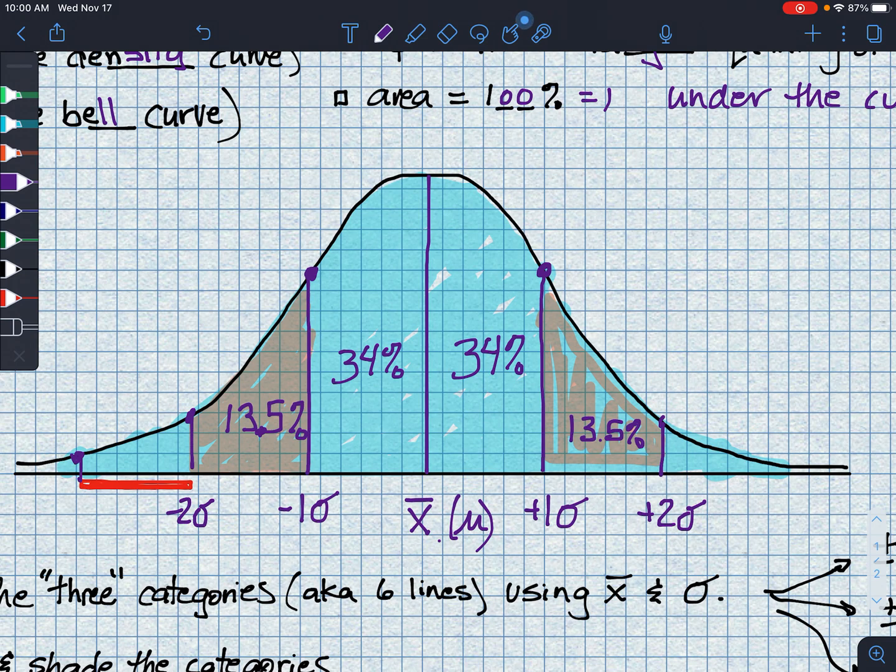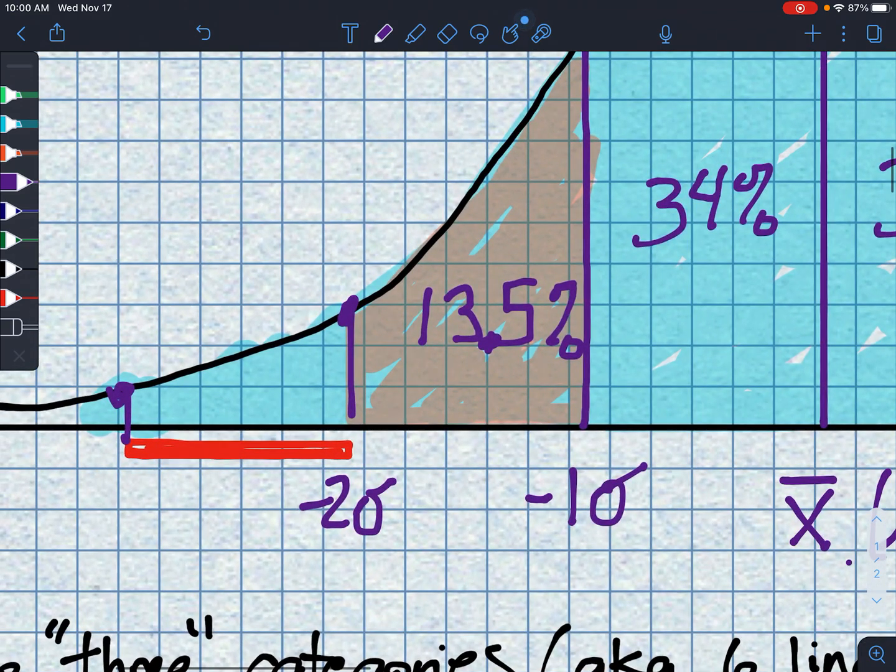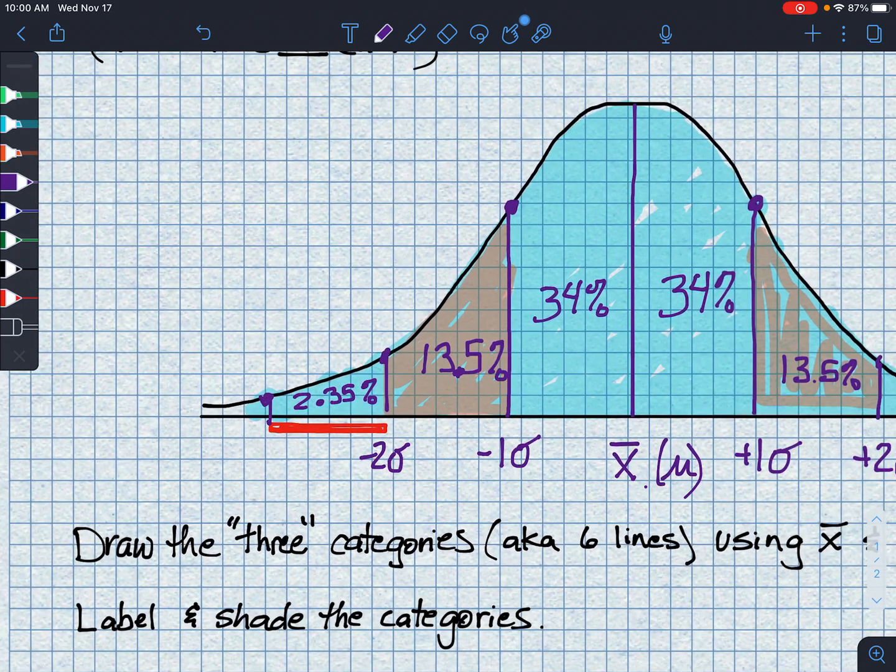We have technology that will actually draw this out. We could figure that out. But the new area here is 2.35. Had to turn around and look behind me because this one I don't have memorized. It's a very small portion of the population.